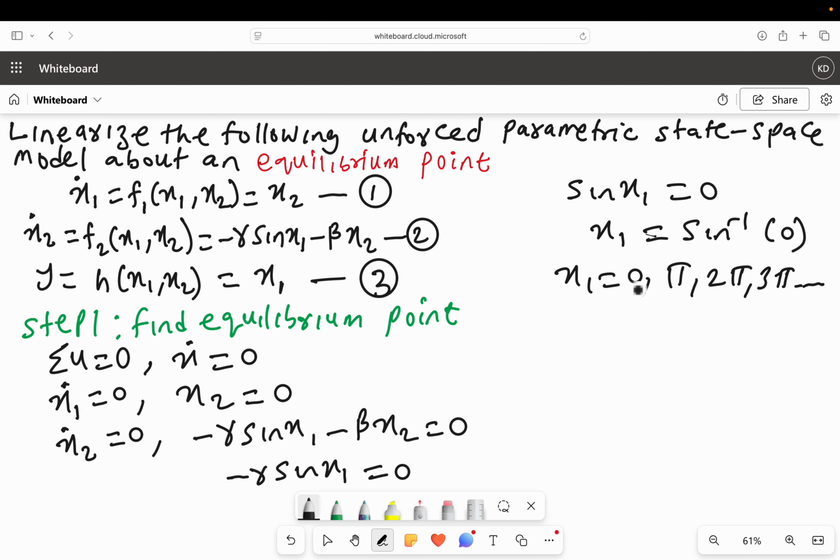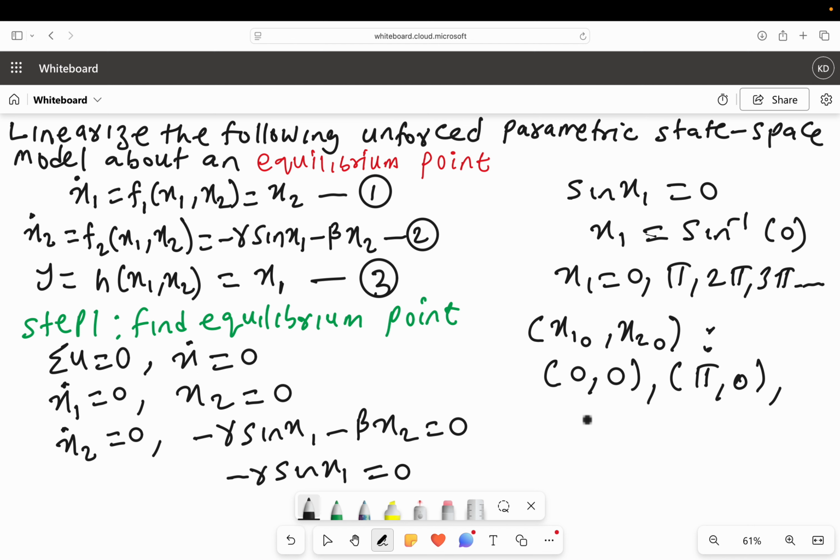From this solution, you can see that for S2 I have a single point, which is 0, but for S1 I have multiple points. So I will have multiple equilibrium points. Denoting my equilibrium point as S1 naught and S2 naught, I will have different combinations. I may have 0, 0. S2 is constant. So I may have pi and 0, I may have 2 pi and 0, and so on.